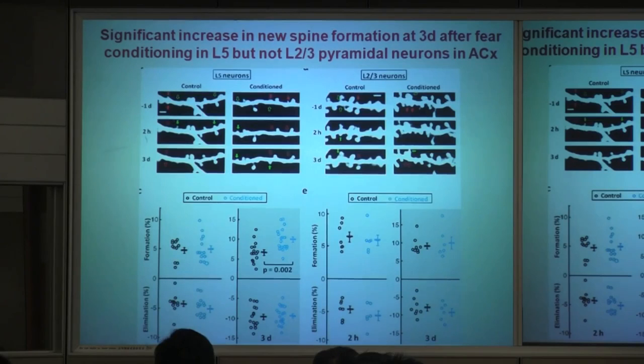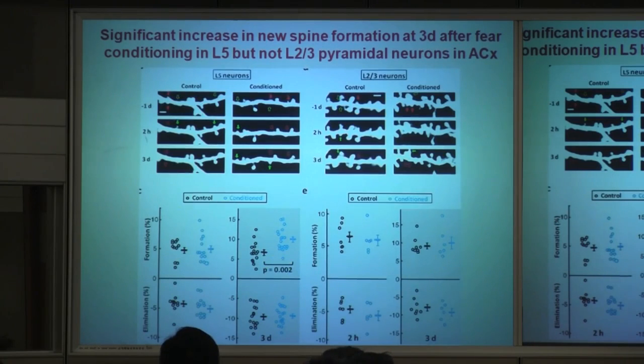We can also look at postsynaptic structure, which is the spine. The spine on the layer 5 neuron, which sends dendrites up to the surface, we can look at them. This dendrite also increases after 3 days.